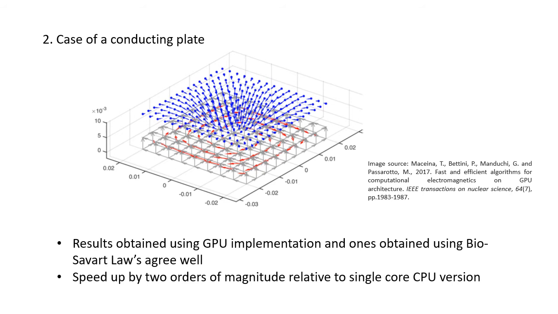And considering the case of the conducting plate, the researchers showed that the results obtained using GPU architecture and the results obtained using Biot-Savart's law agreed well. And also the most significant part is that the researchers were able to notice an increase of speed in the computation, which is 2 times greater than the values obtained using CPU.